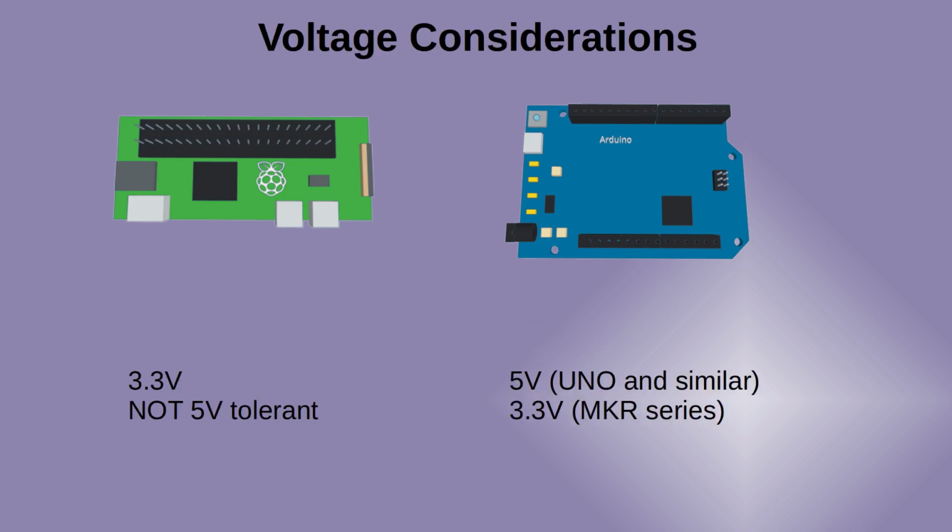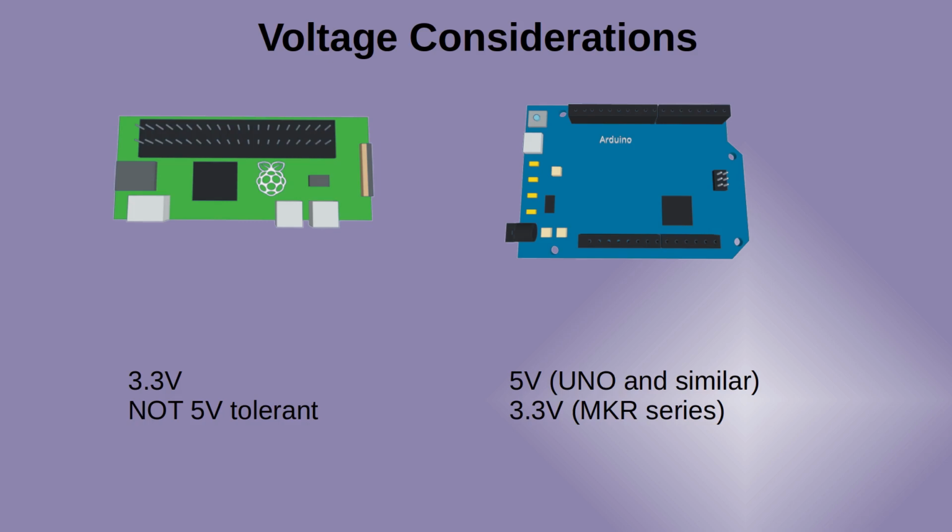Something to be careful about is the voltage difference between the Raspberry Pi and the Arduino. Some models of the Arduino, such as the Uno and Leonardo, work at 5 volts, whereas the Maker series are 3.3 volts. The Raspberry Pi uses 3.3 volts. If you connect 5 volts to the Raspberry Pi, then that could damage it. It's possible to position the pull-up resistors on the 3.3 volt side, and then that should work for both devices.